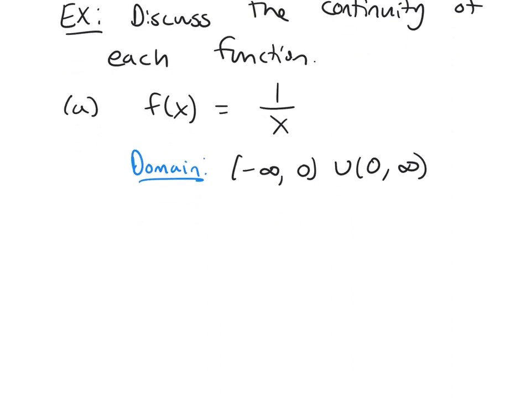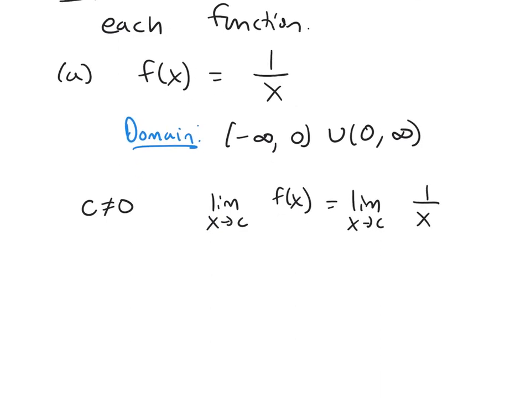If I'm looking at any other number other than 0, so if c is not 0, when I take this limit of my function, 1 over x, this is a rational function. The denominator is not 0, so we learned we can just plug in. This is 1 over c. And that's the same thing I get when I plug in c into my function. So note that these two things here, 1 over c, these are equal. And so I know that my function is continuous everywhere except for 0.